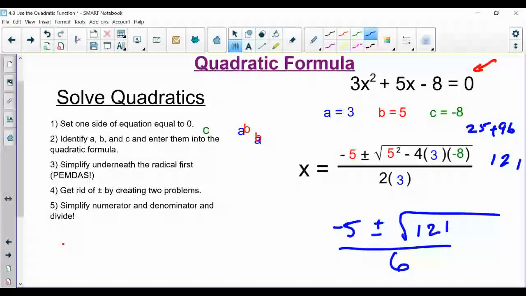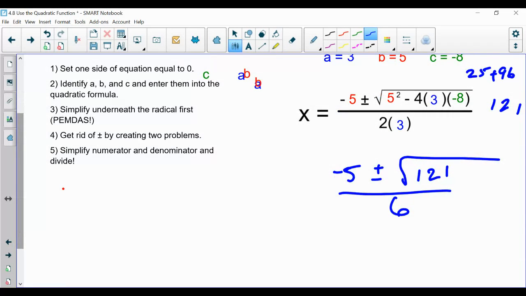Now, remember, what you should have been able to do, and I would hope that you tested this, is not type in the root, but just type everything underneath the root into your calculator, and then write that number underneath the root. From here, you would try to simplify the actual radical if you could, and actually 121 is a perfect square. So we would have negative 5 plus or minus the square root of 121, which is actually a number. If you type that in your calculator, you'll just get 11 over 6.